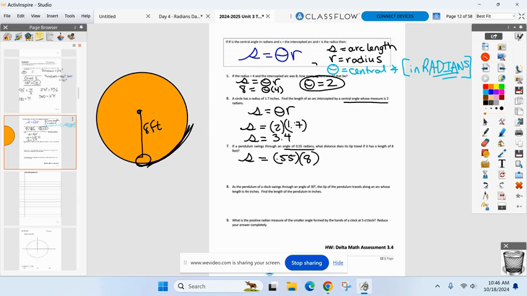I'm ready for the test now. Yeah. I'm not even too sure on this one. That can't be a human calculator. 4.4 feet. Yep.